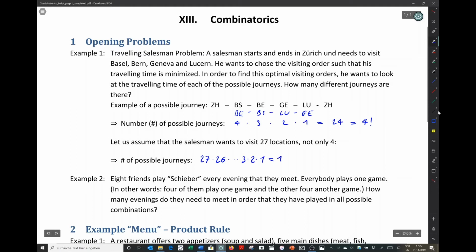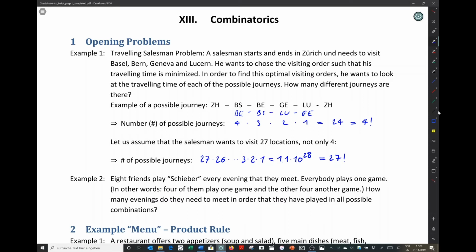It's 1.1 times 10 to the power of 28. Just to realize what enormously large number this is, imagine that you were able to look at 10 journeys every nanosecond. So if you had started from the beginning of the universe, so from the Big Bang, by today you would have managed only to look at half of all these possible journeys. We write this again just as 27 factorial.